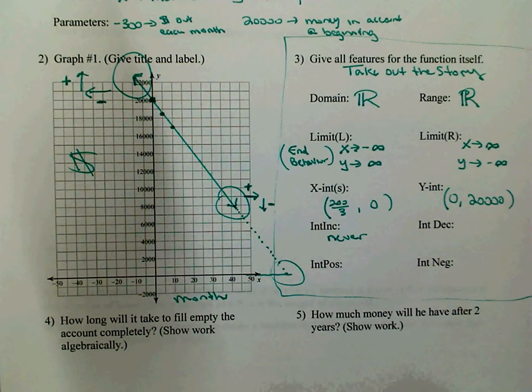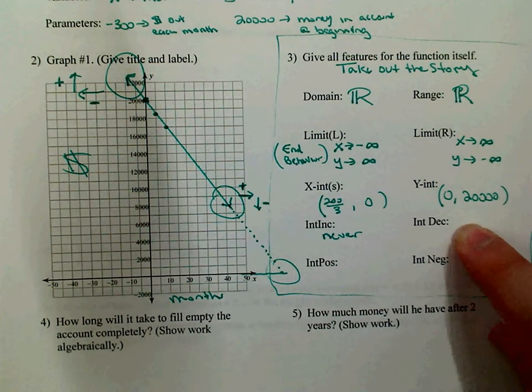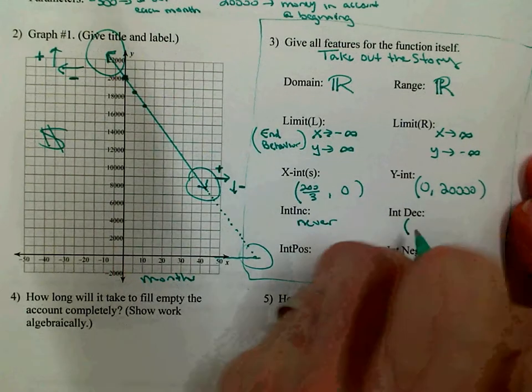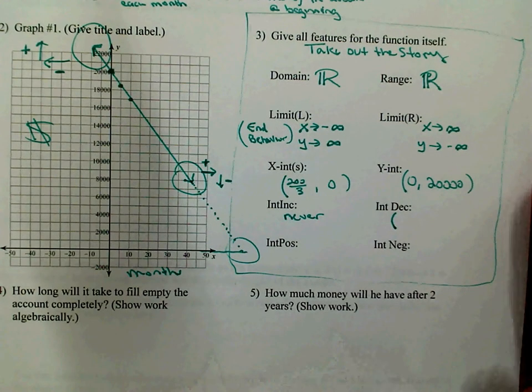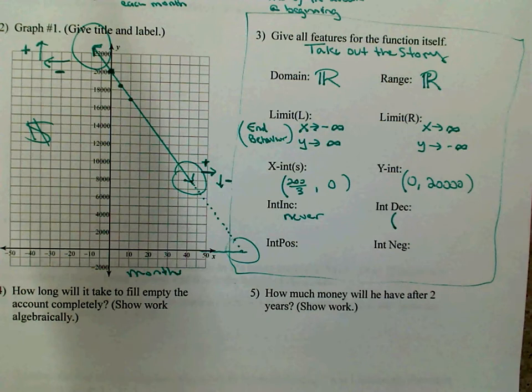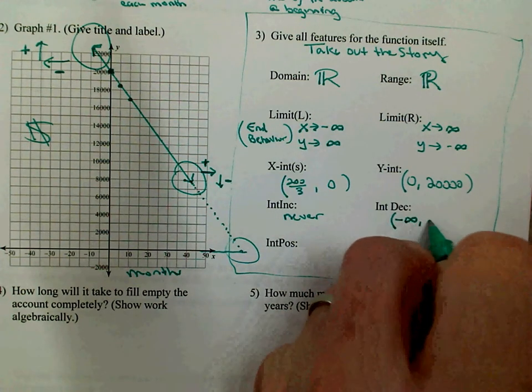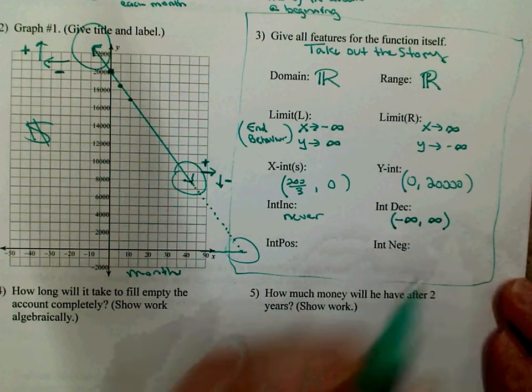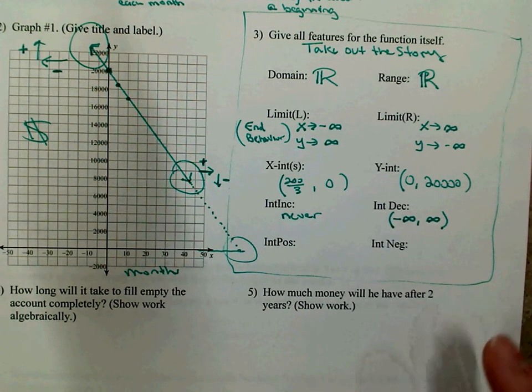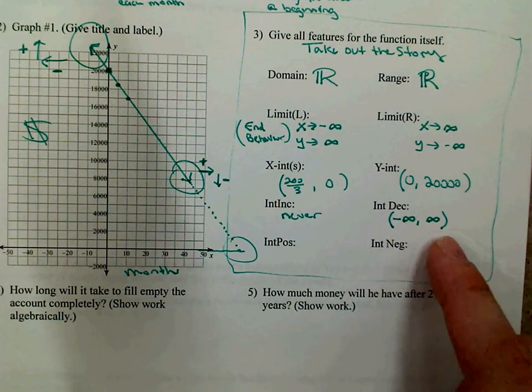Now it's decreasing all the time. So to give me an interval, you're telling me it starts decreasing here and it stops decreasing here. Now if it's doing it forever, it's going to start at the beginning of time and it's going to decrease forever to the end of time. So on these intervals, you're telling me from here to here. So from the beginning to the end, we're always going down.